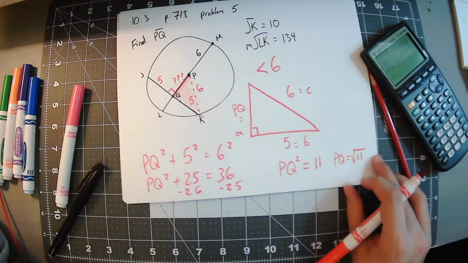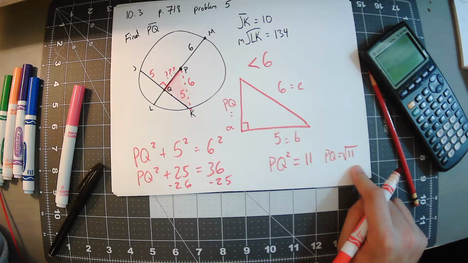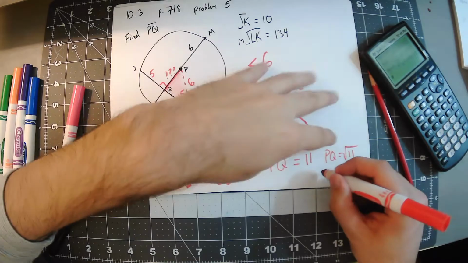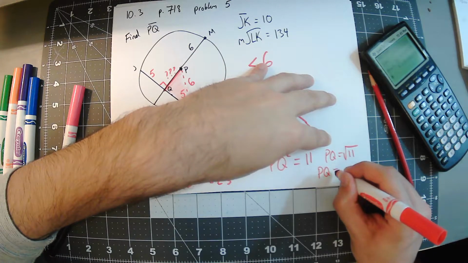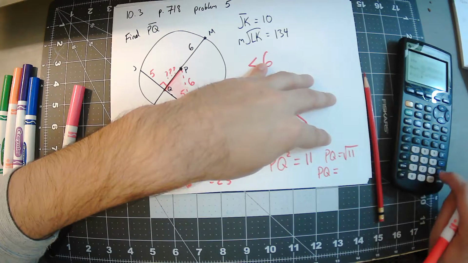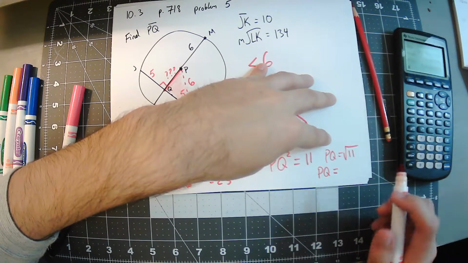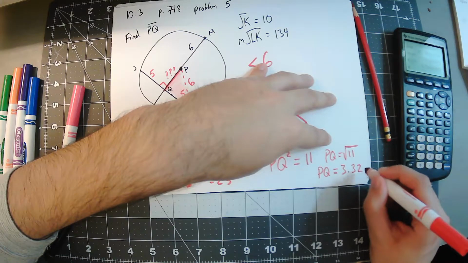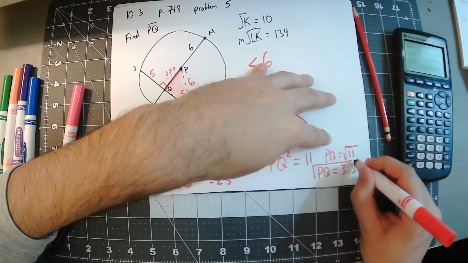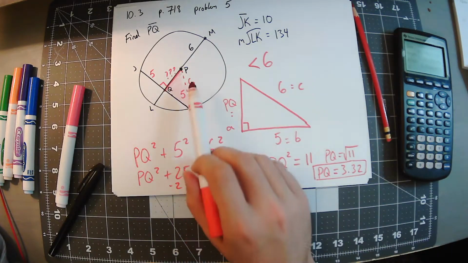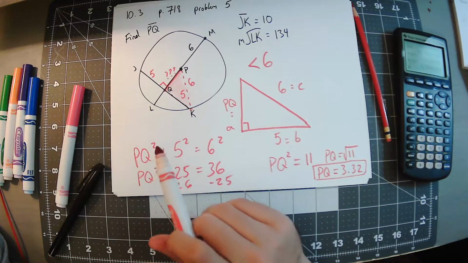of 11. That is a number that's going to be between 3 and 4, because 9 and 16, it falls in between those. If I want particulars, I'm going to put in my calculator. It probably isn't going to come out to a whole number, but that's okay, or a clean number. 3.32. 3.32 for P to Q.